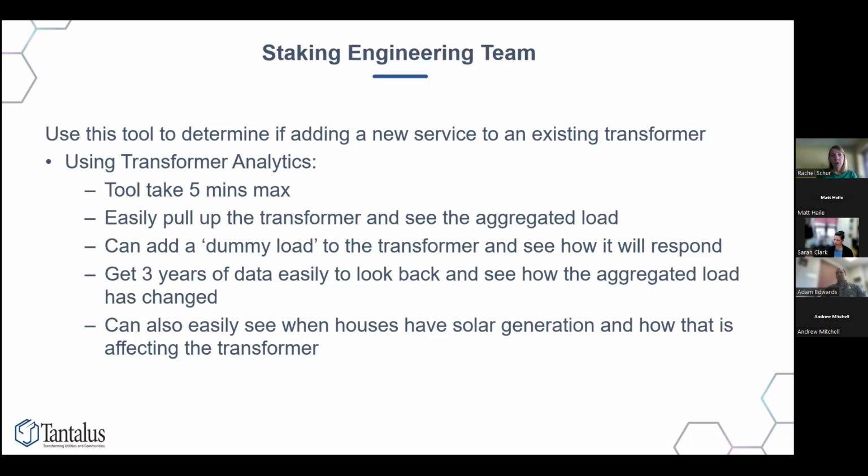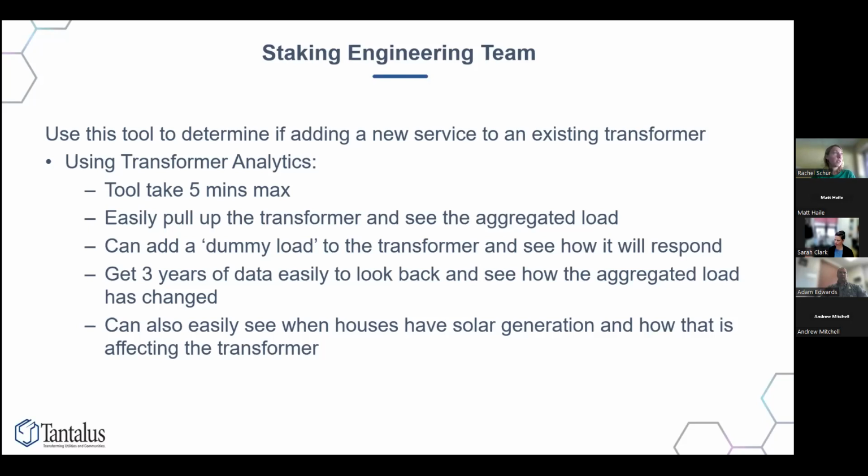Also I put in here, you can add a dummy load, which is a great feature too. So you could say, all right, I'm thinking this new customer is going to add 10 kVA of load. You can put that in and it will actually put it on top of, and I'm sorry, I should have a fixed picture of this, but it'll map in with the current loading on the transformer so that you can see, even with this 10 kVA load, is that going to max out the transformer and for how often? So that makes it really, really easy to see with the current usage profile, how maybe this new load will act.